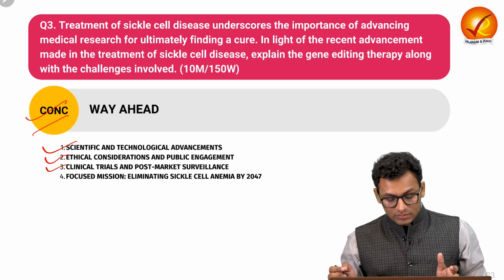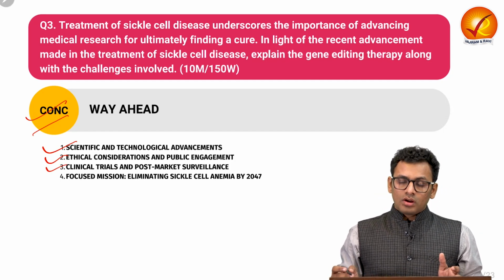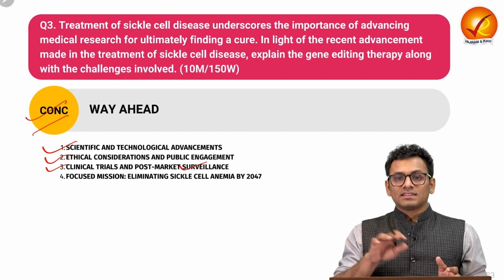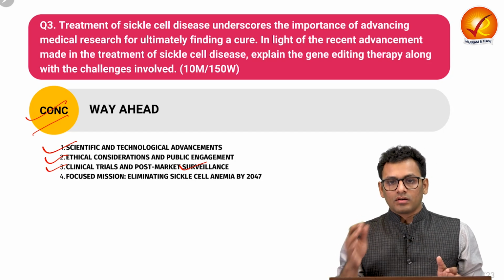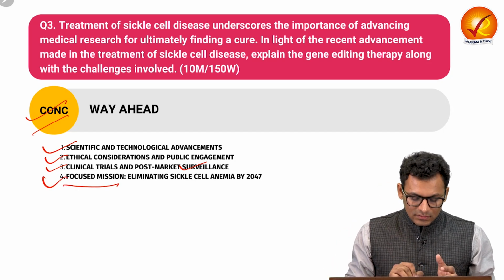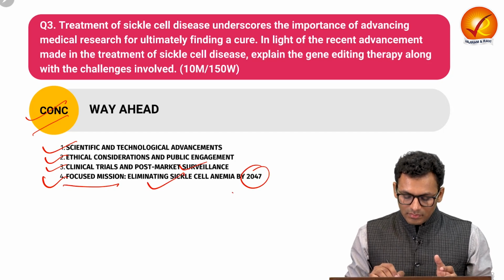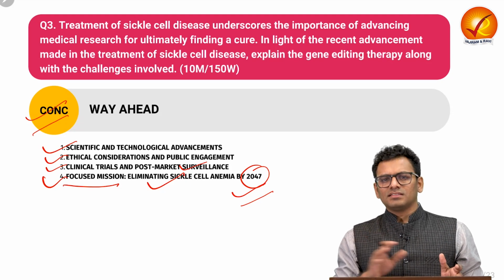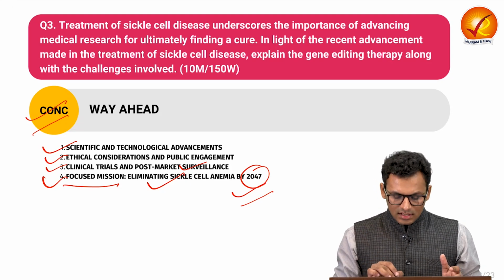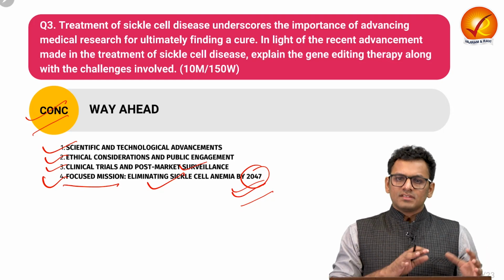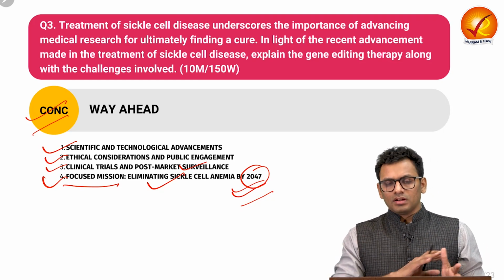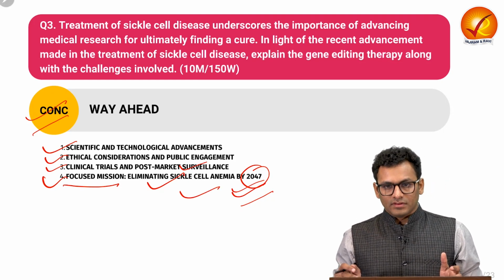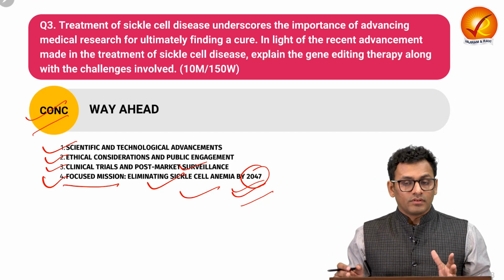Next is clinical trial and post-market surveillance. Over here, we are making sure that proper clinical trials are happening and that post-market surveillance to understand the long-term impact of gene editing is also done. And lastly, a focused mission to eliminate sickle cell anemia by 2047. The Government of India has set goals for the elimination of sickle cell by 2047. Now, we must adopt this kind of technology to ensure that sickle cell anemia is eliminated by 2047. So this is something you can write in the conclusion for question number 3.